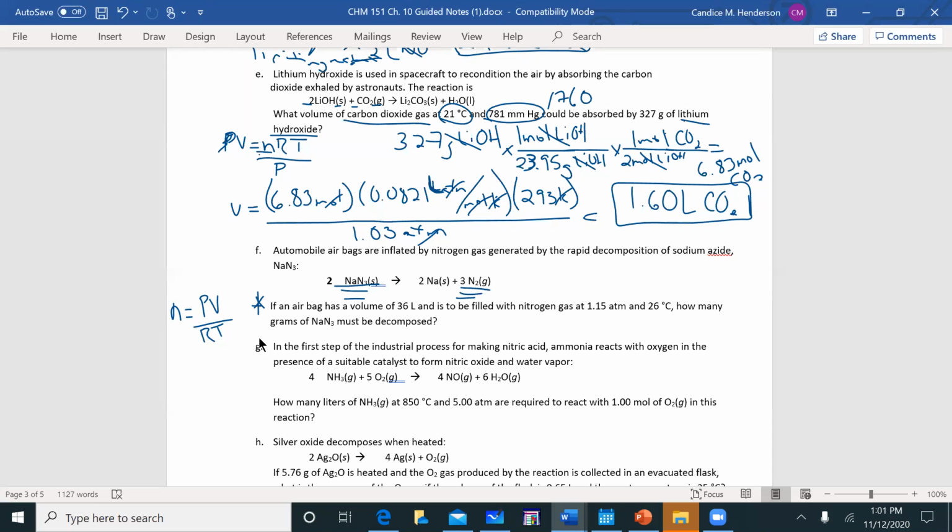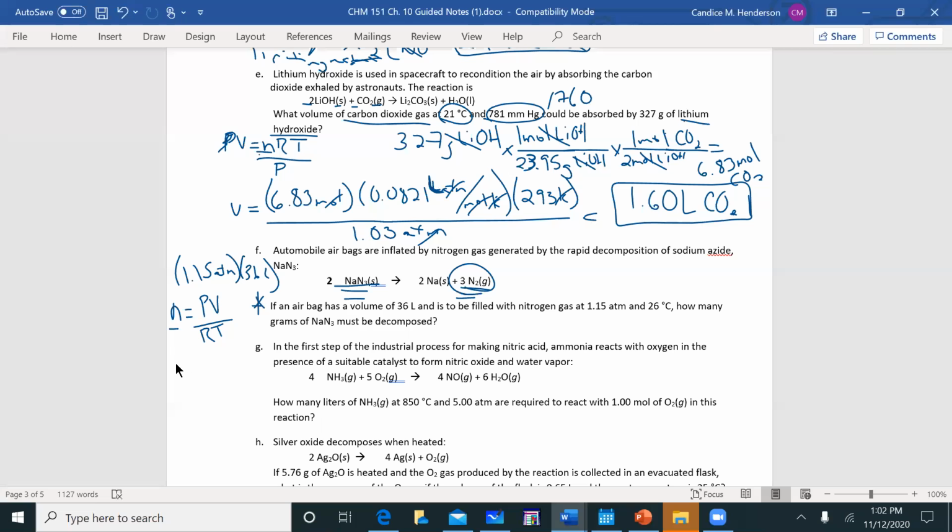Okay, so in this equation, we're given a bunch of information about our gas, specifically the volume, the pressure, the temperature. So I can really easily find the amount of gas that's associated with those constraints. My pressure is in atm, so I can already just plug that in, right, of 1.15 atm. My volume is in liters, so I've got 36 liters.